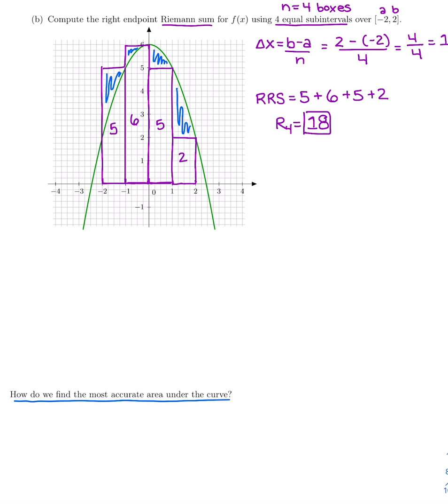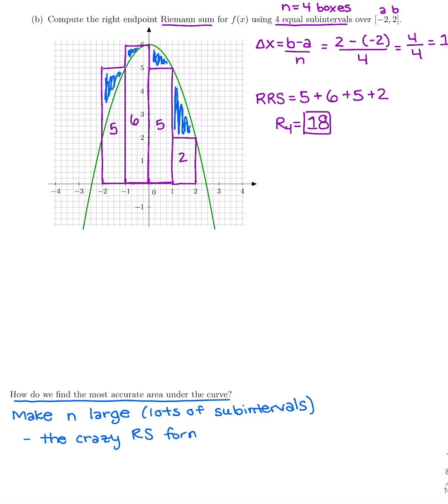And our answer is not whether it's a left or a right, it's to make n large. That number of subintervals large. Lots of subintervals. If we had done that with 8 subintervals instead of 4 even, our answer would have been much closer. We wouldn't have had so many pieces to color saying, hey, we missed some or we did too many. Just having 8 compared to 4 would have been a better answer. So the more subintervals, the better. So that crazy Riemann sum formula makes sense.